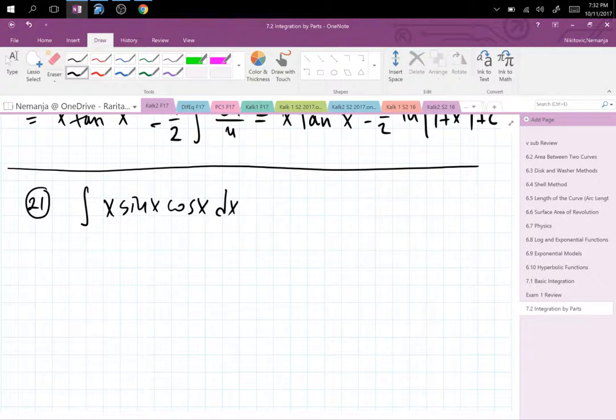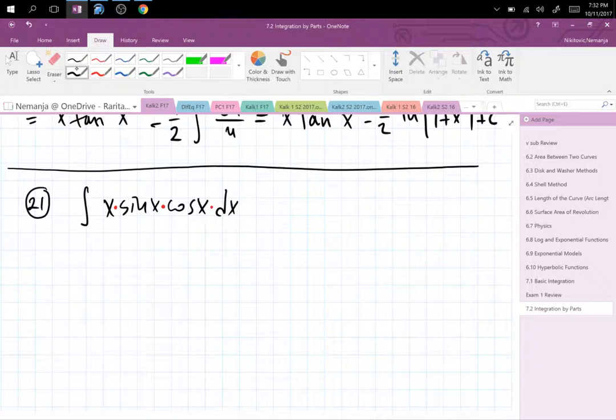All right, let's take a look at this problem. So we see that we have 4 different factors here that are multiplied, right? It's x times sine x times cosine x times dx. Now we know that dx must belong to the dv part. And we know that we can differentiate everything and anything. So the question is, what can we integrate?